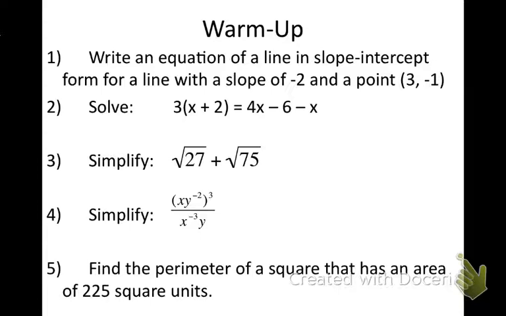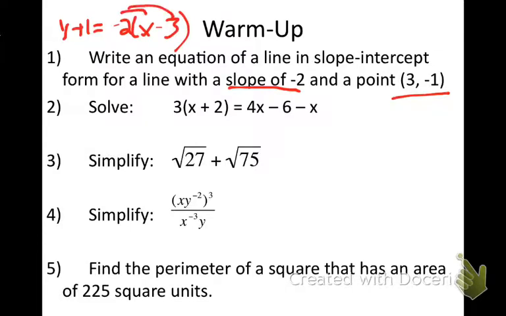Alright, now let's walk through these here. So number 1, given the slope and the point. When I know a slope and I know a point, I want to start off putting it in point slope form. So y plus 1 equals negative 2 times parentheses x minus 3. From there, change it to slope-intercept form. I need to distribute and then subtract the 1 over, and I would get y equals negative 2x plus 5.